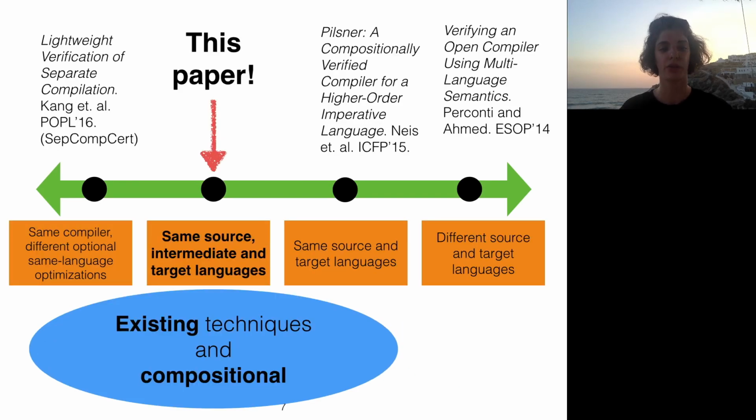Our solution supports compilation with different compilers between the same source and target languages. We demonstrate that by imposing the additional restriction that compilers go through the same sequence of intermediate languages, we can use existing compiler correctness techniques, in particular logical relations, to obtain a compositional compiler correctness theorem.